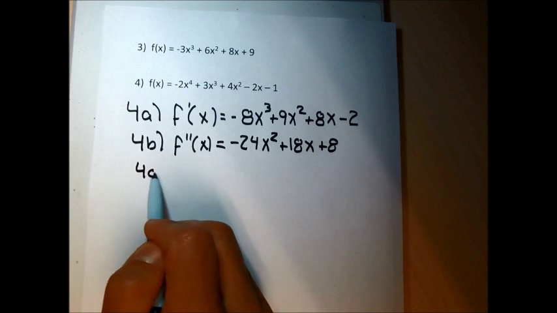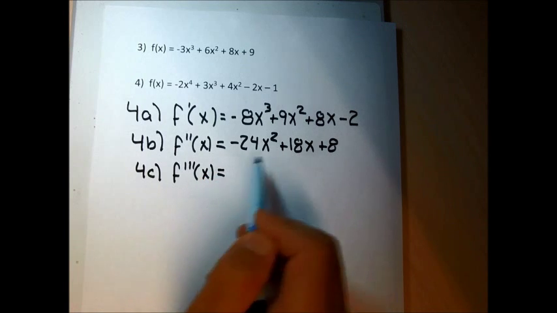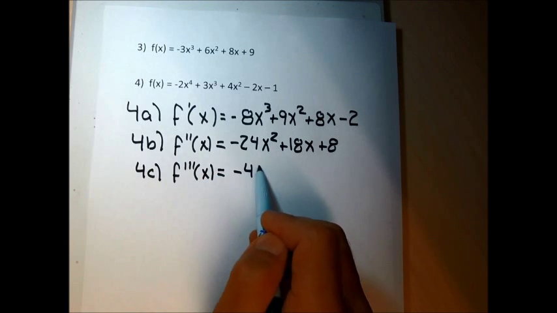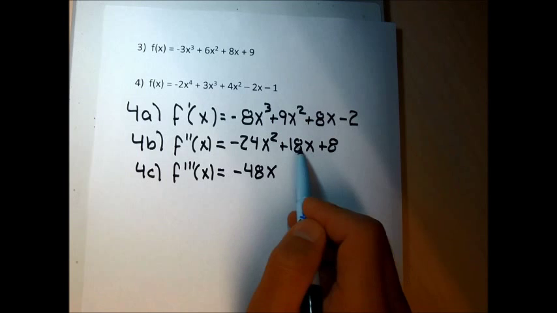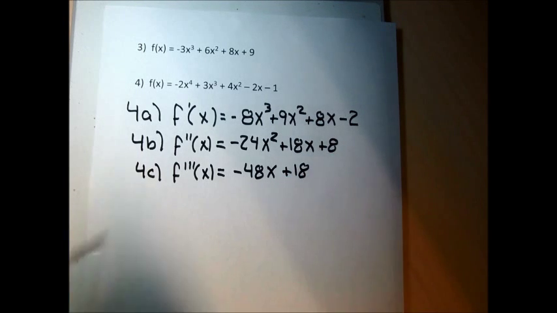Third derivative, f triple prime. 2 times minus 24 is minus 48. Lower the exponent. The derivative of 18x is 18. The derivative of 8 is 0. That's the whole problem 4.